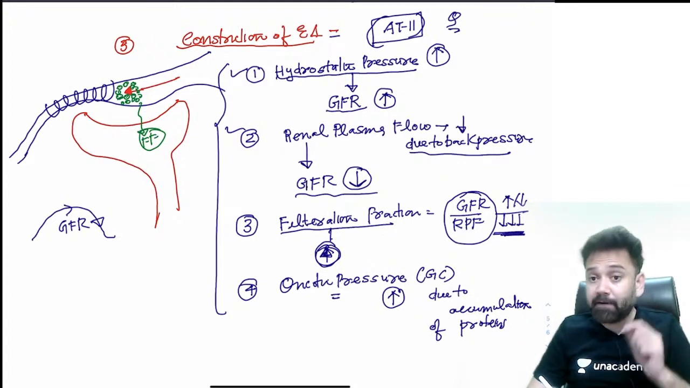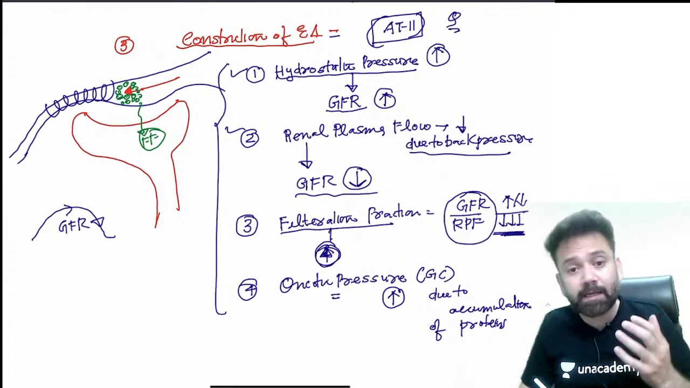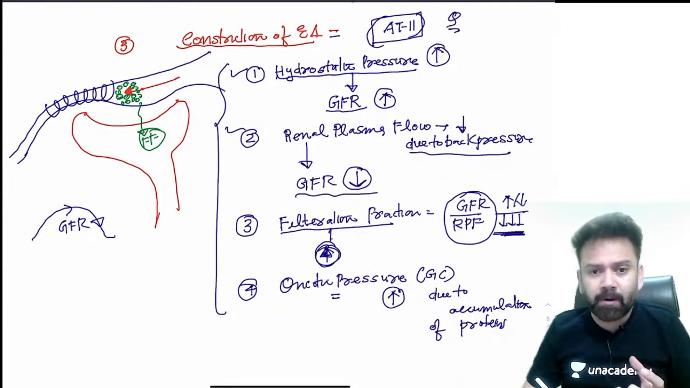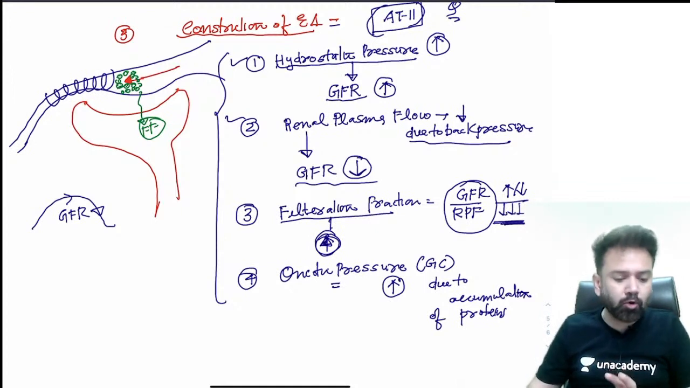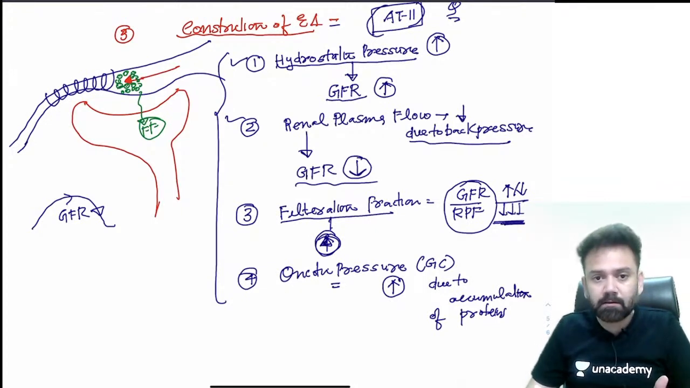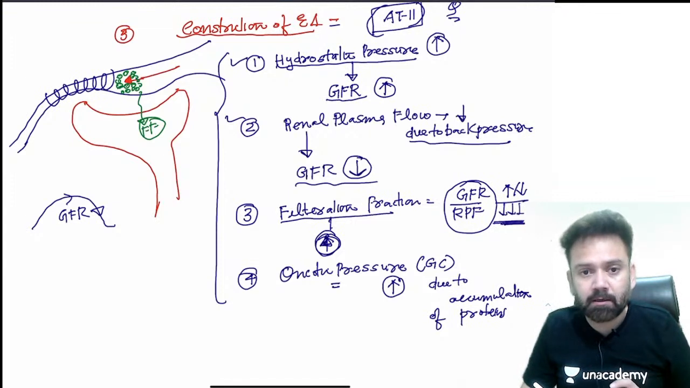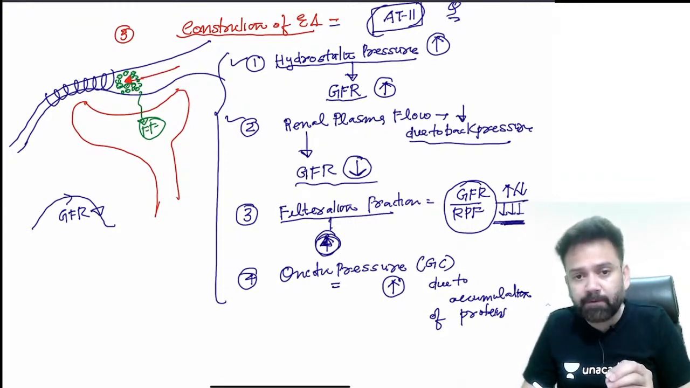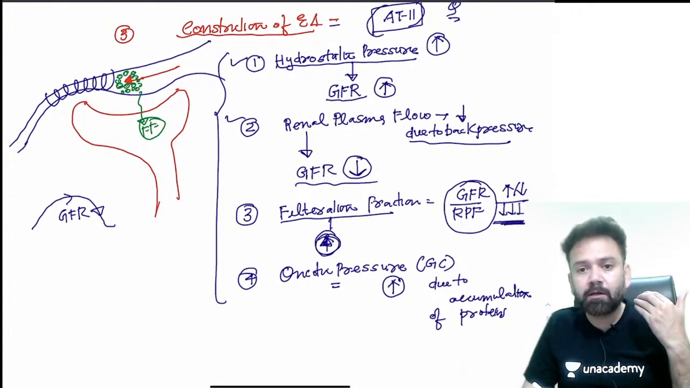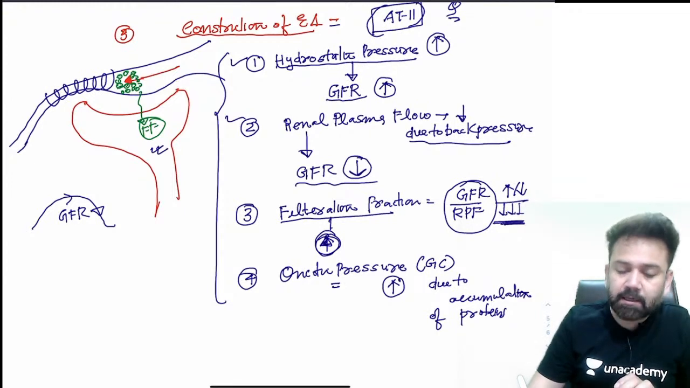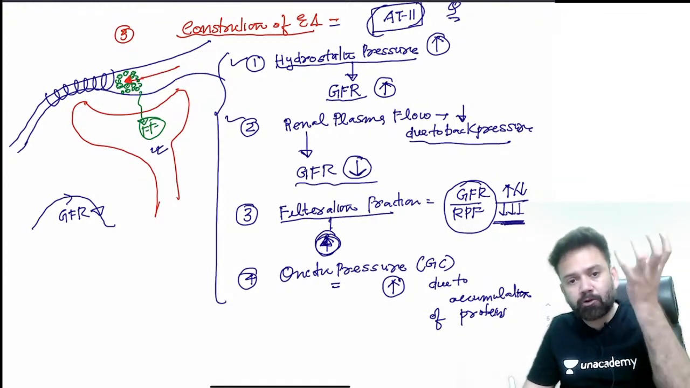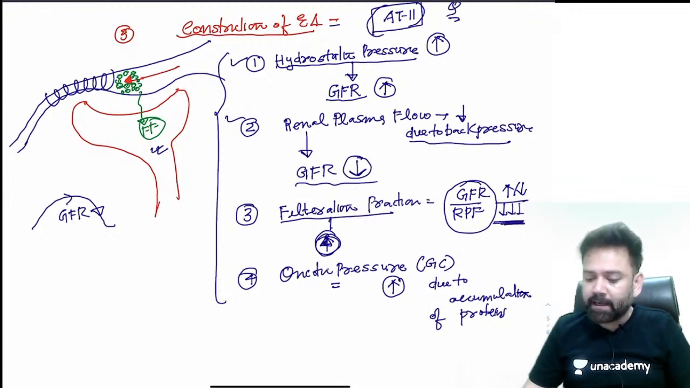And if filtration fraction is more and proteins cannot be filtered normally from the kidney, there will be accumulation of protein, yes or no? Yes, proteins cannot be filtered, we have discussed that, because of the negative charge and their size. So more filtration fraction will lead to more plasma being filtered, and proteins will be left in the glomerular capillary, increasing the oncotic pressure. This was a recent MCQ from AIIMS.